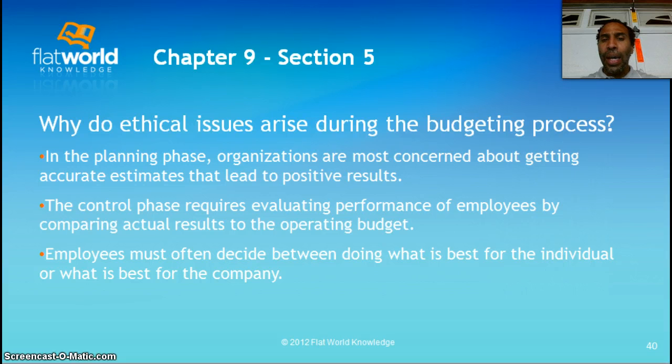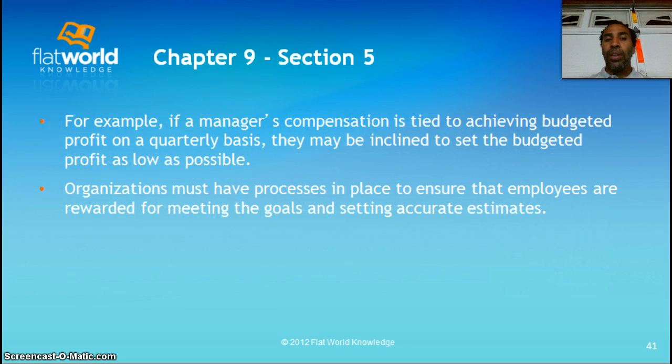So why do ethical issues arise during the budgeting process? In the planning phase, organizations are most concerned about getting accurate estimates that lead to positive results. The control phase requires evaluating performance by employees by comparing actual results to the operating budgets. Employees must often decide between doing what is best for the individual or what is best for the company. So, for example, if a manager's compensation is tied to achieving budgeted profit on a quarterly basis, they may be inclined to set the budgeted profit as low as possible. Organizations must have processes in place to ensure that employees are rewarded for meeting the goals and setting accurate estimates.